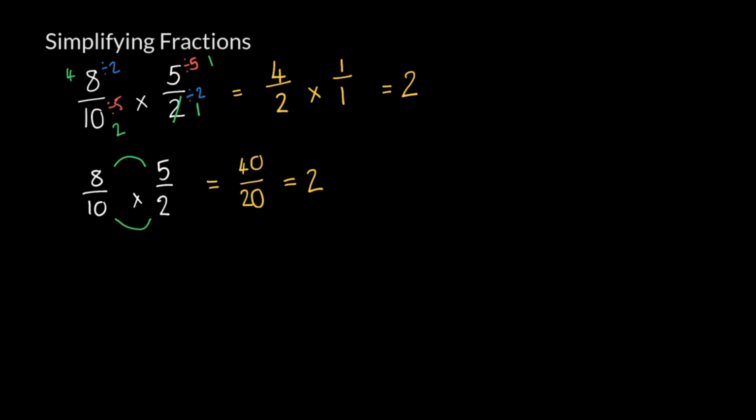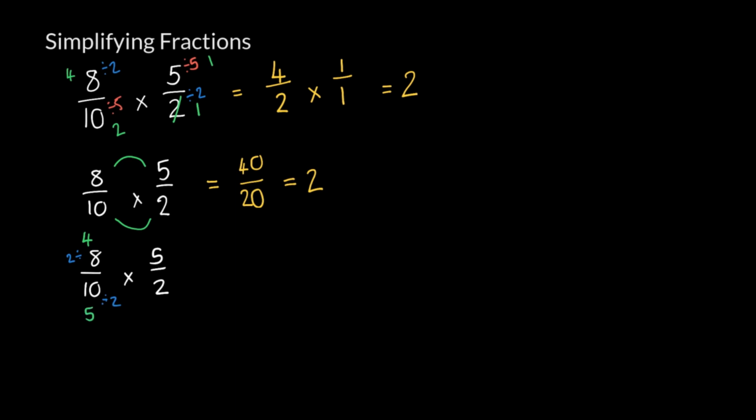Another way we could possibly do this is if we take that same question and we simplify the numbers before we get there. So we're going to get 8 over 10 multiplied by 5 over 2. Now we won't necessarily be able to simplify 5 over 2, but we can simplify 8 over 10. We can divide each of them by 2. So if I divide 8 by 2, this is going to give me 4. I'm going to get 4 over here. And if I divide 10 by 2, it's going to give me 5.